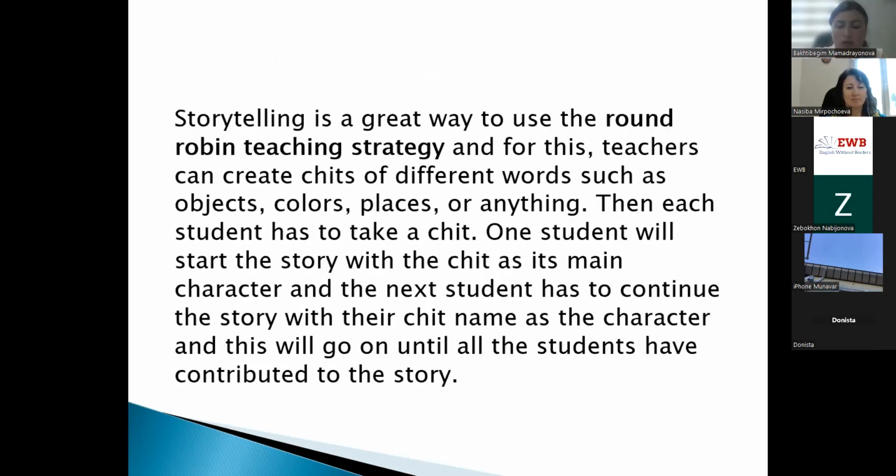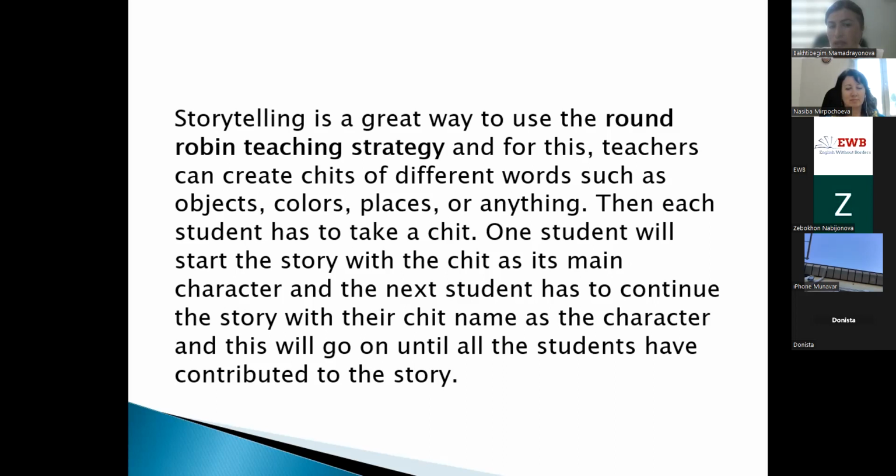For example, storytelling is a great way to use the round robin teaching strategy. For this, teachers can create sheets with different words such as objects, colors, places, or anything. Each student has to take a sheet. A sheet means a piece of paper, and the teacher will provide different words on each sheet, maybe objects, colors, places, or something else related to the story. Then each student has to take a sheet.